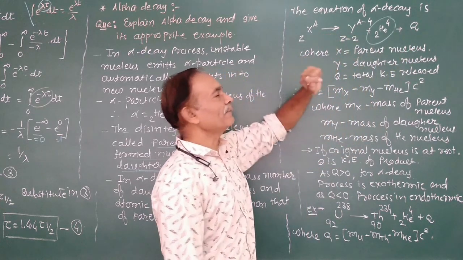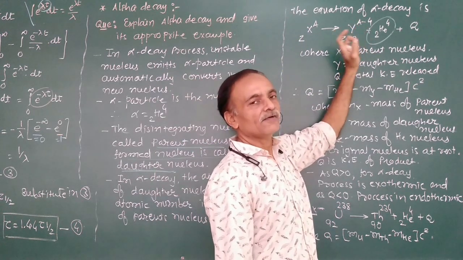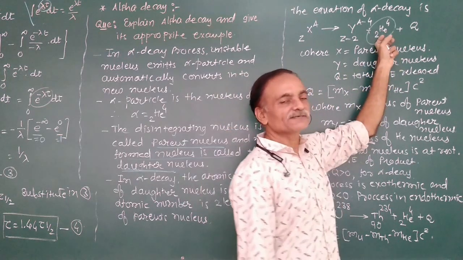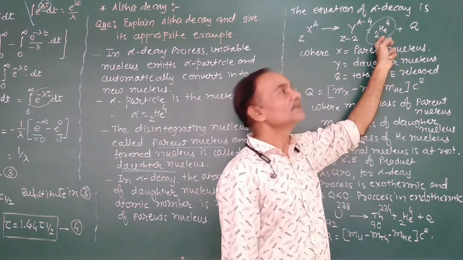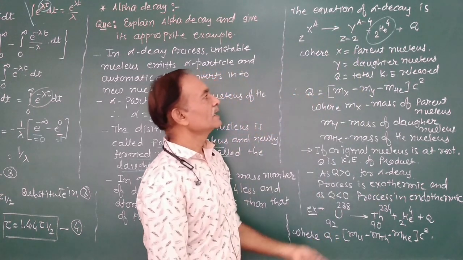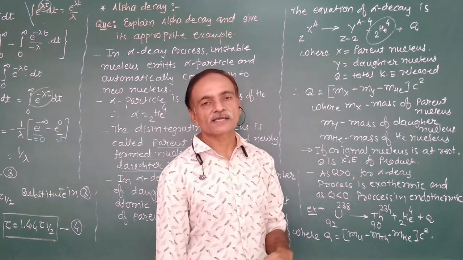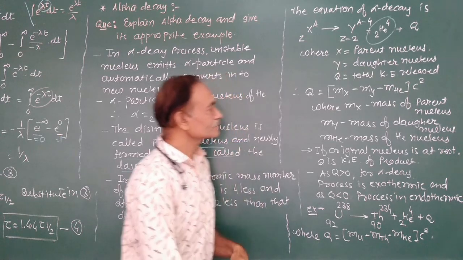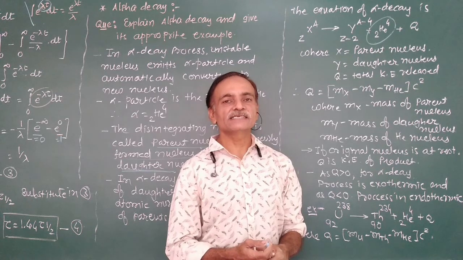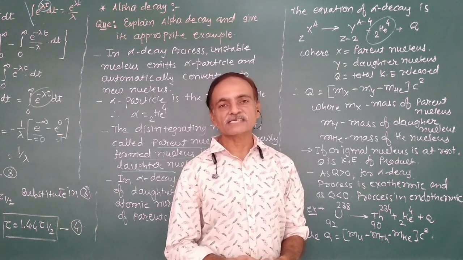Again, the example of alpha decay: X Z A converts into the daughter element Y, Z minus 2, A minus 4, and the alpha particle is produced, that means the helium nucleus 2He4 is formed, plus Q value is emitted. Here X is the parent nucleus, Y is the daughter nucleus, and Q is the total kinetic energy of the product. How do we calculate Q? By Einstein's mass energy relation, Q is equal to delta m c square.